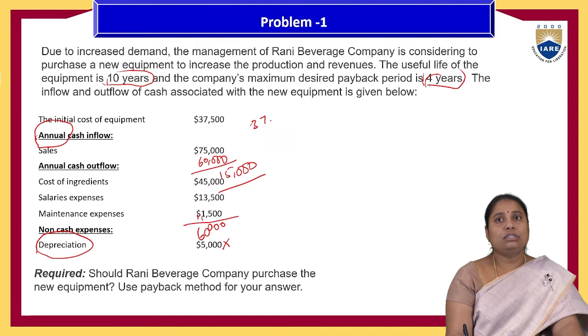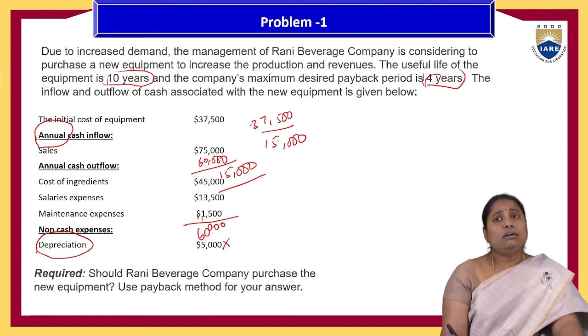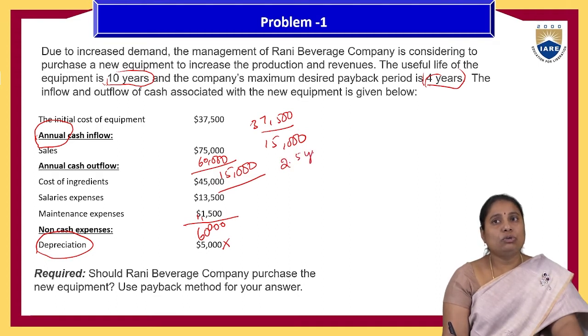So 37,500 divided by 15,000. Nearly 15 twos are 30, that is 2 point something. So in 2.5 years only they will get back their amount.